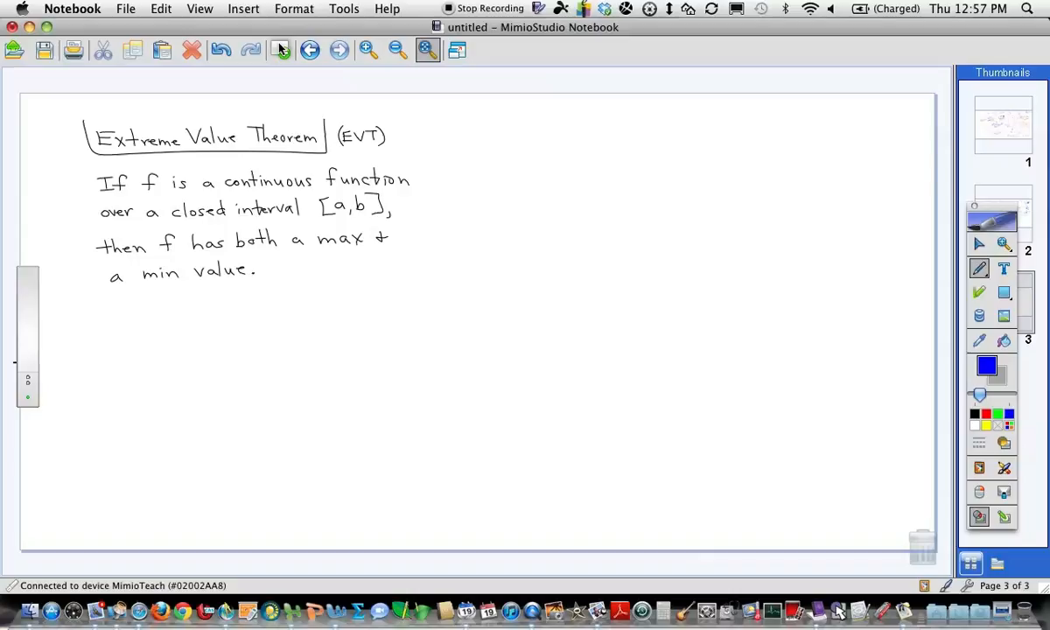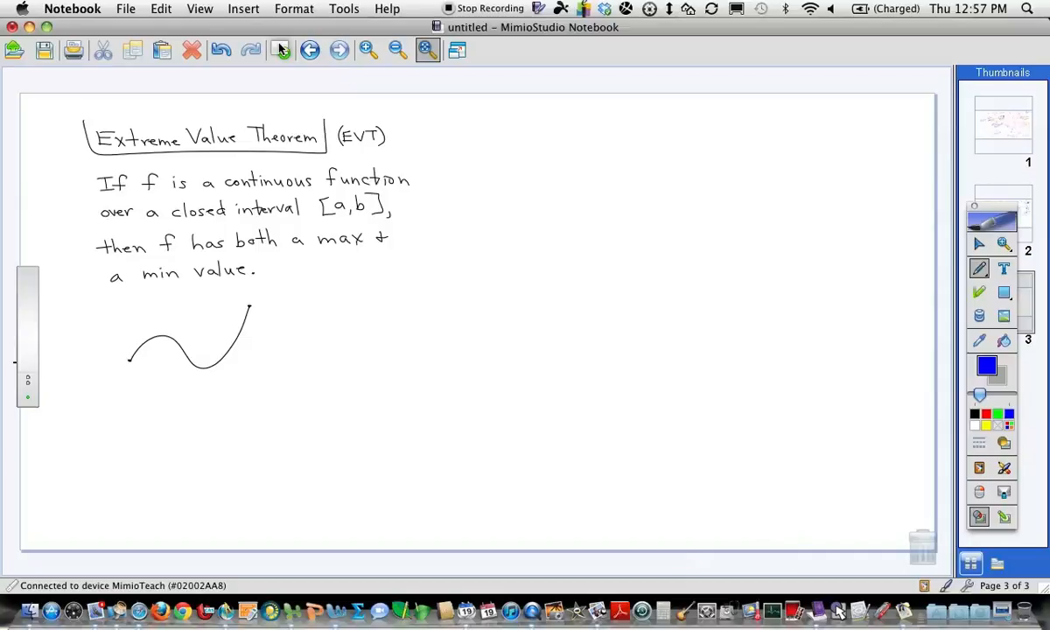Now, that's what Zach was asking. He says, isn't it possible for a discontinuous function to have a max and min? It is absolutely possible. So let's first look at what this is saying. If I've got a closed interval, that function right there has both a lowest point and a highest point.